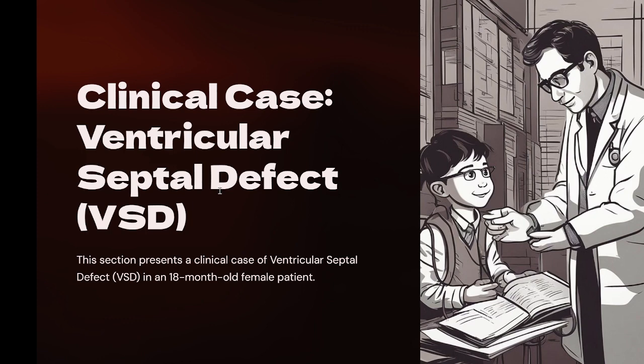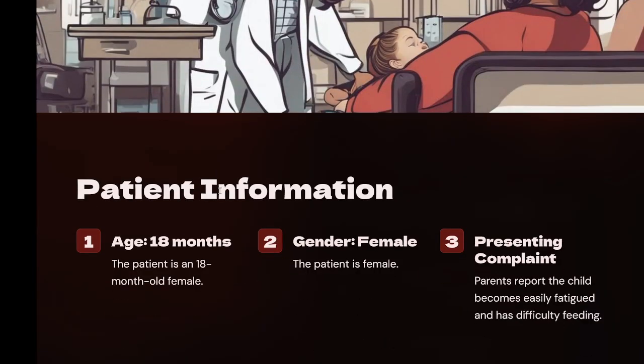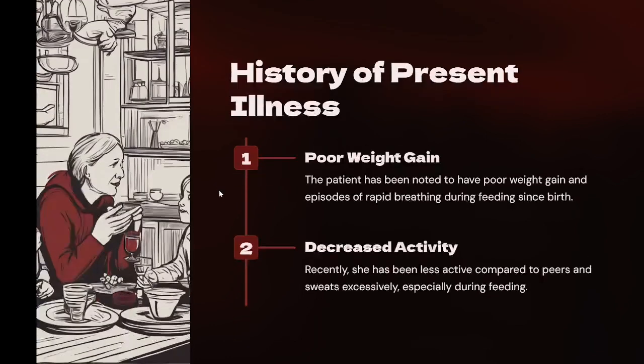Clinical case, ventricular septal defect, VSD. Patient information: age, 18 months, gender, female. Presenting complaint: parents report the child becomes easily fatigued and has difficulty feeding. History of present illness: the patient, an 18-month-old female, has been noted by her parents to have poor weight gain and episodes of rapid breathing during feeding since birth.